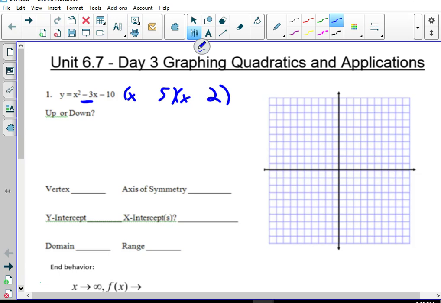Do we want 5 minus 2 or 2 minus 5? 5 minus 2 is positive 3. No, I mean 2 minus 5. We want 2 minus 5, which gives negative 3. So that gives me x equals 5 and x equals negative 2. So right off the bat, I have 2 points.